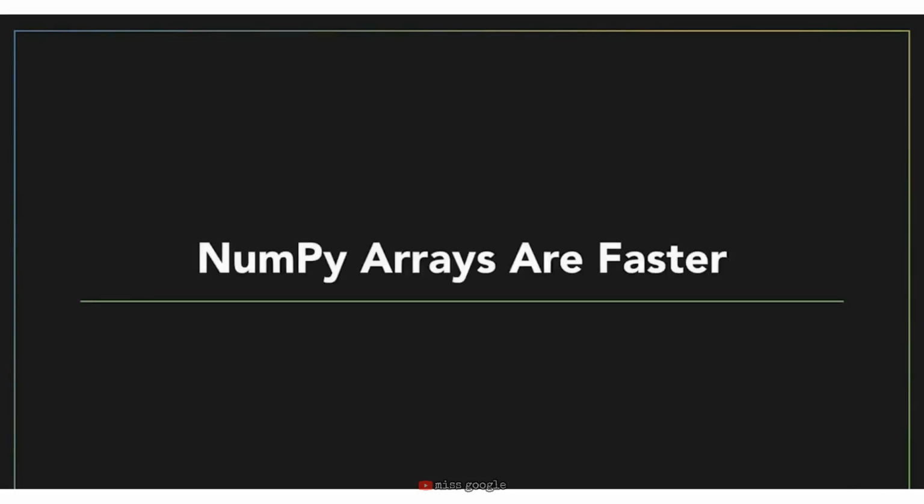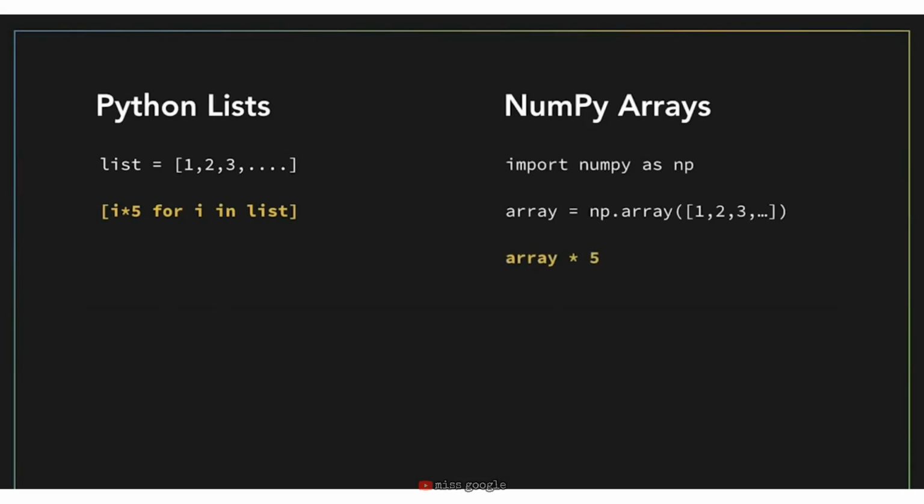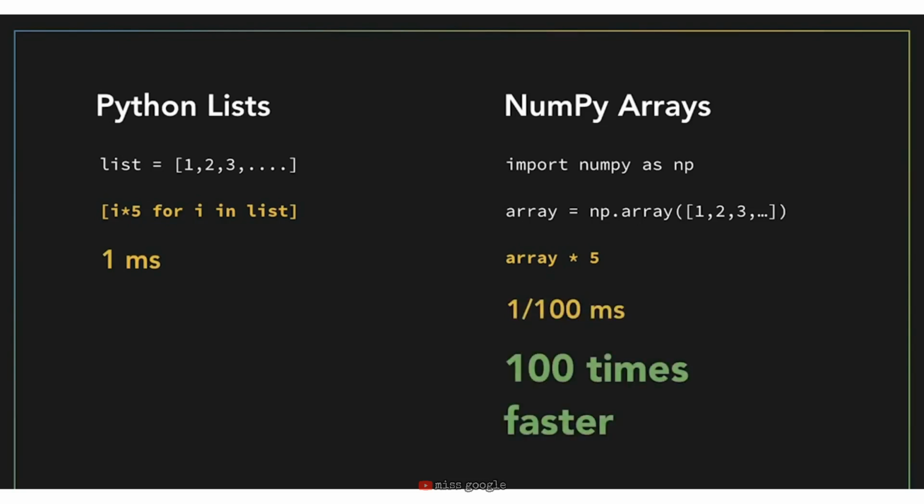The second benefit, arrays are faster compared to Python lists. For example, if we want to multiply each element of a list by a number, then we should use a for loop. With a NumPy array, we can simply multiply the whole array using the multiplication operation, and it will take care to multiply each element. When we compare the amount of time this operation takes for 10,000 integers, the Python list and for loop takes an average of 1 millisecond, while the NumPy array completes the same operation in 100 microseconds, making it 100 times faster than lists.